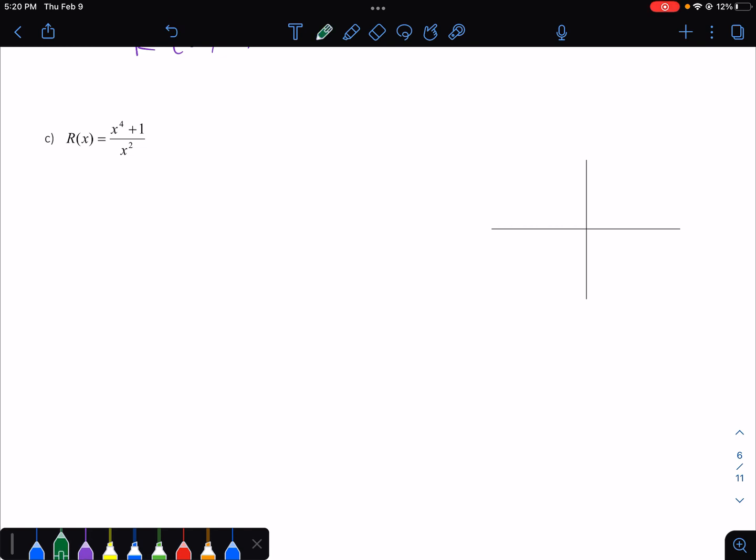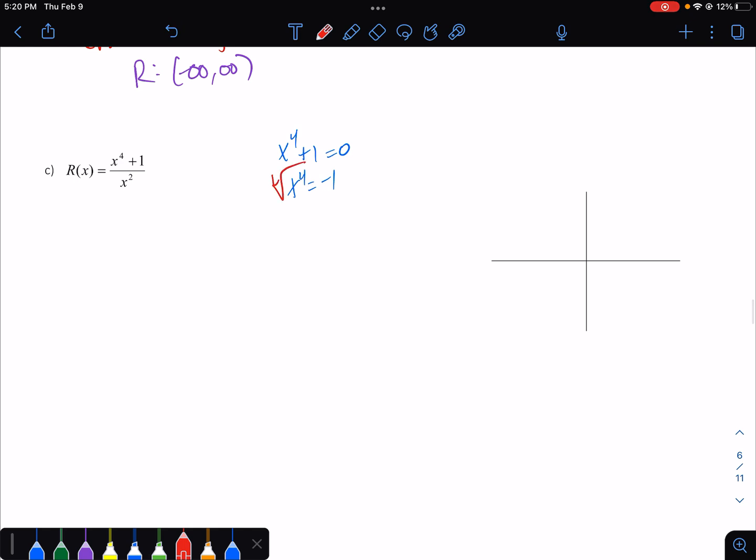If we look at the next one, notice here that this is not a difference of squares. It's x to the fourth. So we don't have any... we could solve using like the root property. So if I have x to the fourth plus 1 equals 0, I would have x to the fourth equals -1. So I take the fourth root, but then that will give us imaginary values that don't work. So we're not worried about that part.